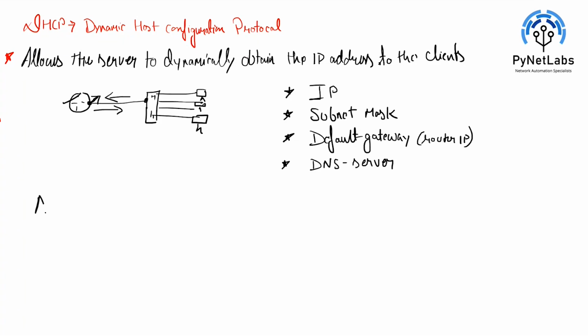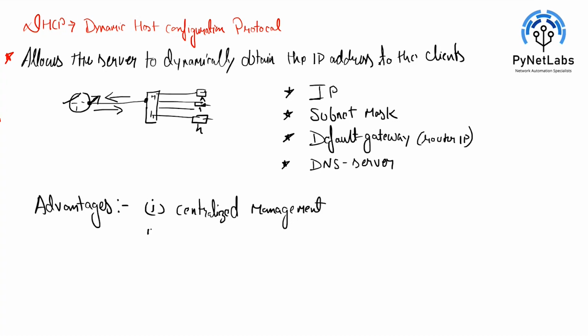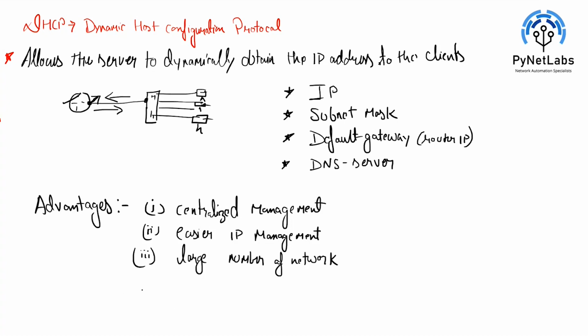So what are the advantages of configuring DHCP? The first advantage is centralized management, that we are able to manage all the devices from a centralized location. We don't need to go on every machine and assign the IP addresses, right? Second is easier IP management. And the third one is that it supports a large number of networks. It also reduces the work of the network administrator, because if you are configuring DHCP, the network admin doesn't need to go on these single PCs and assign the IP addresses. So how is this DHCP server actually going to work? See guys, this is basically a client server model.